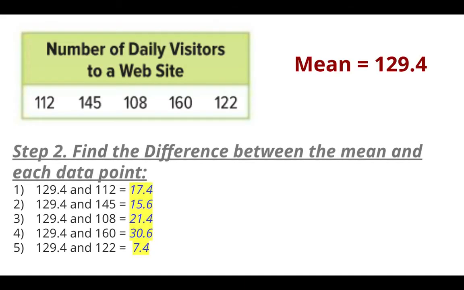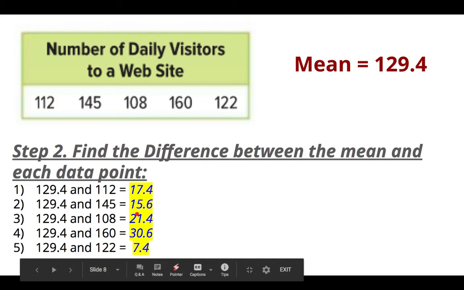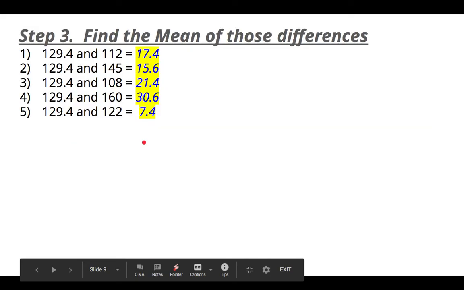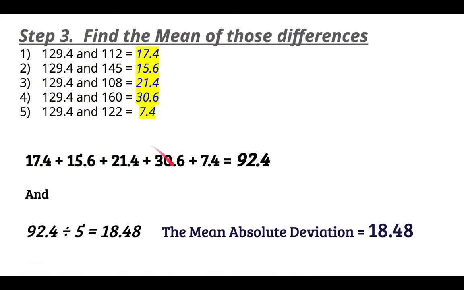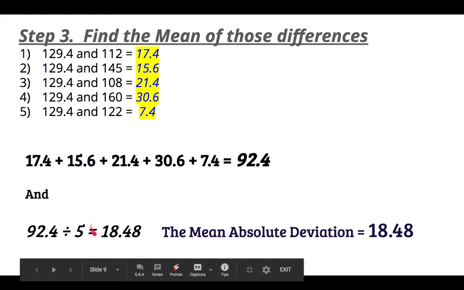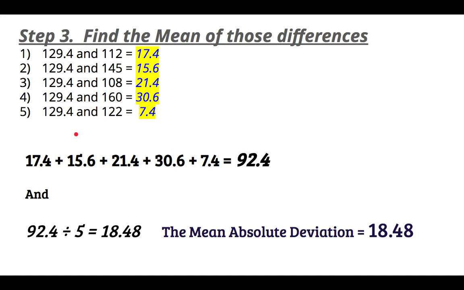Okay? So now you find the difference between each one of these data points and 129.4. So the first difference is 17.4. 145 would have a difference of 15.6, 21.4, 30.6, 7.4. You take those 5 differences that are highlighted here, you add them up, you get 92.4, and you divide by 5, and the mean absolute deviation would be 18 and 48 hundredths, 18.48.